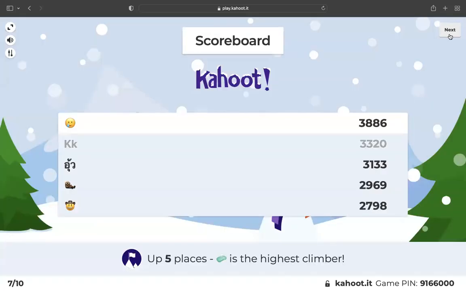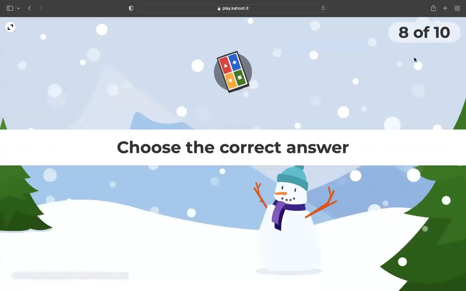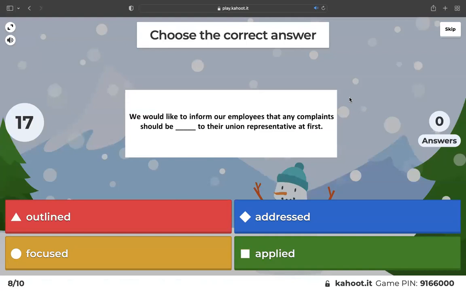Great. Let me see the scoreboard. Wow, everything is changing all the time. It is unexpected. Okay, for number 8. We would like to inform our employees that any complaints should be to their union representative at first. Which one would you answer? Underlined, addressed, focused, or combined? Which one? In 3, 2, 1.